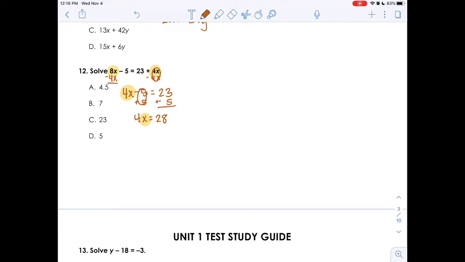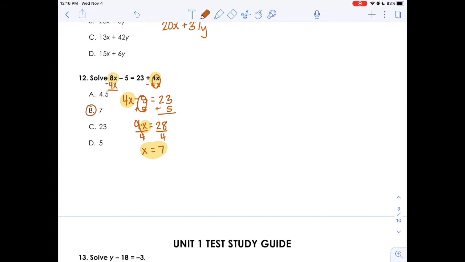In order to get the x completely by itself, I'm going to undo 4 times x by dividing both sides by 4. 4 divided by 4 is 1, leaving me with x equals 7. The correct answer here is B.